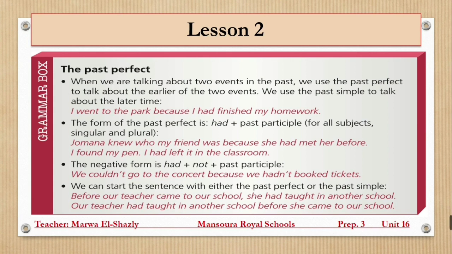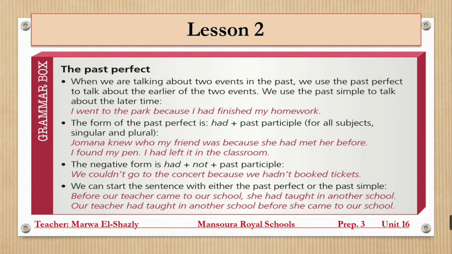Let's read together. When we are talking about 2 events in the past, we use the past perfect to talk about the earlier of the 2 events. We use the past simple to talk about the later time. I went to the park because I had finished my homework. Notice here, went and had finished. Had finished means this was the first action. Went means that was the second action. So here, I had finished my homework first, then I went to the park.